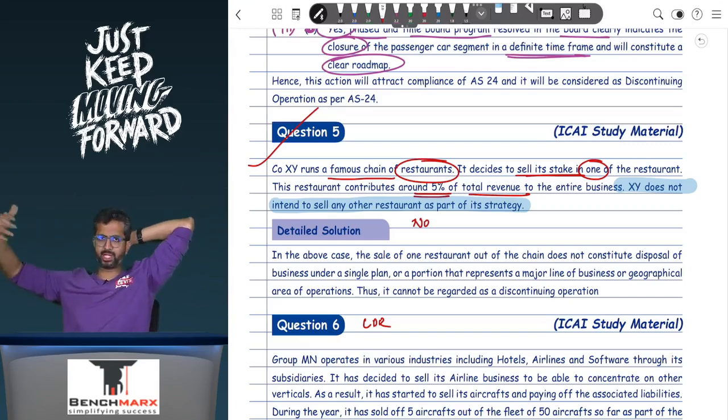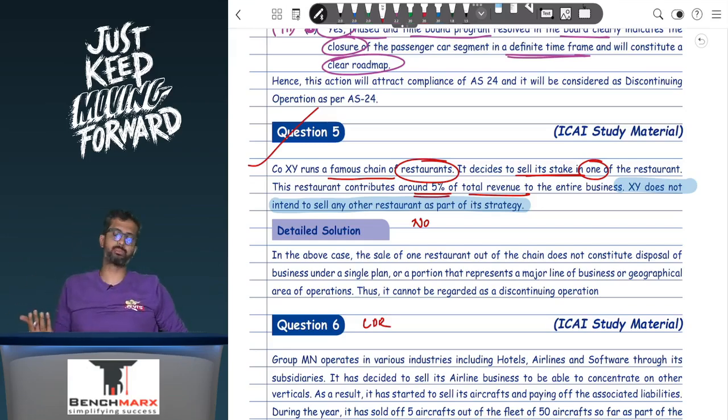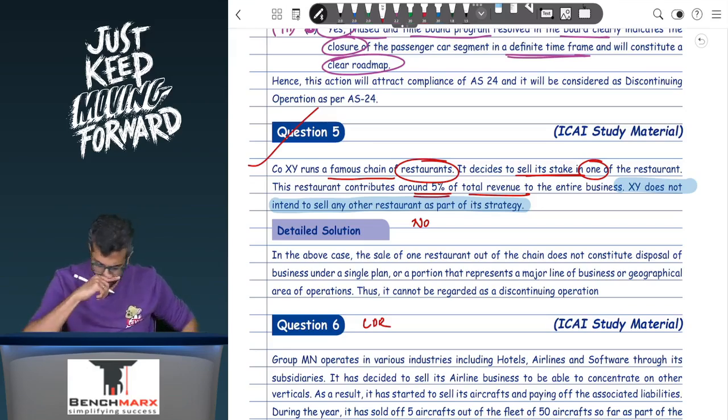Yes, maybe if I sell one classroom out of my 10 classrooms, it is a sale of assets, but it can't be said that my coaching business I am discontinuing or the restaurant business I am discontinuing. No, so this is not a discontinuing operation.